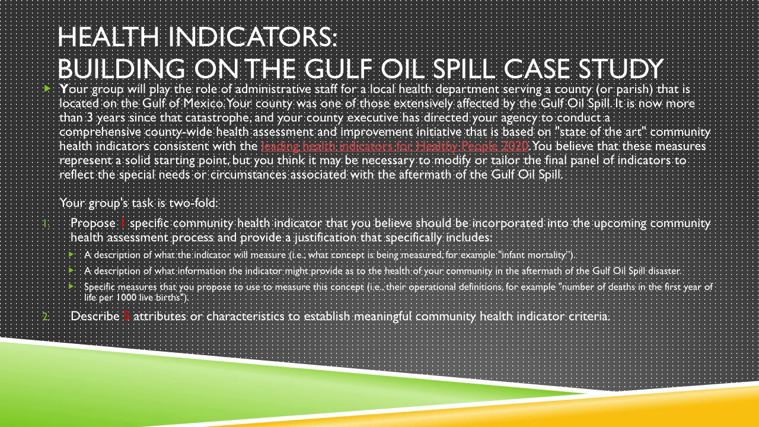a description of what the indicator will measure, for example, infant mortality, a description of what information the indicator might provide as to the health of your community in the aftermath of the Gulf oil spill disaster, and specific measures that you propose to use to measure this concept. An example of a specific measure of infant mortality is the number of deaths in the first year of life per 1,000 live births. The second piece of your tool should then describe 5 attributes or characteristics to establish meaningful community health indicator criteria.